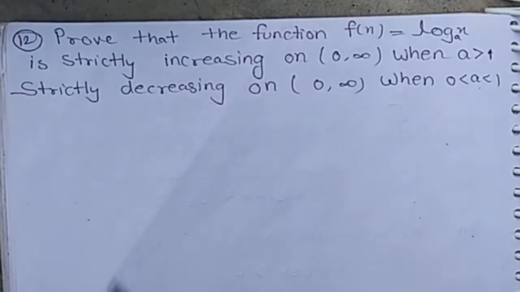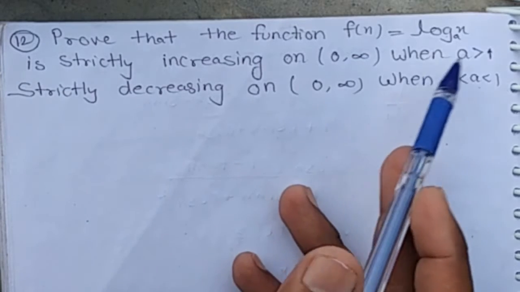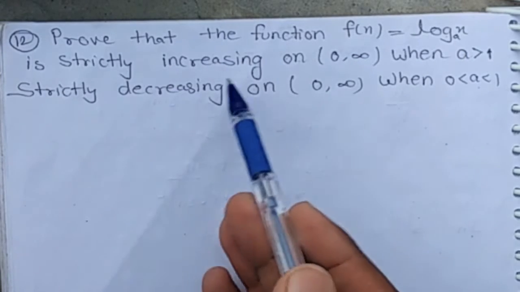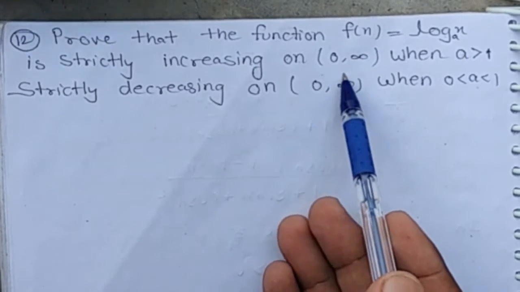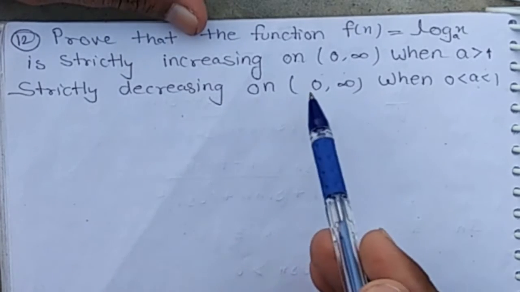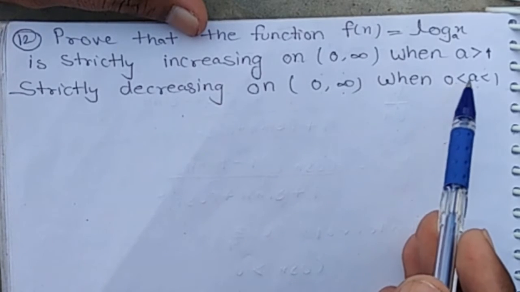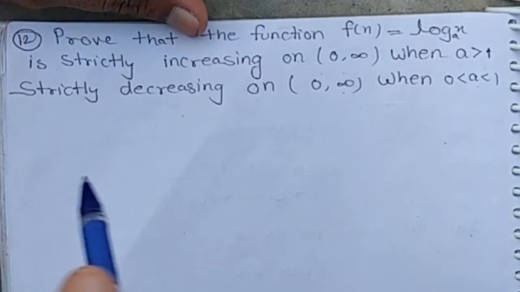Good morning, class. It is question number 12. Prove that the function f(x) equal log x at the base a is strictly increasing on (0, infinity) when a is greater than 1 and strictly decreasing on the open interval (0, infinity) when 0 is less than a is less than 1.